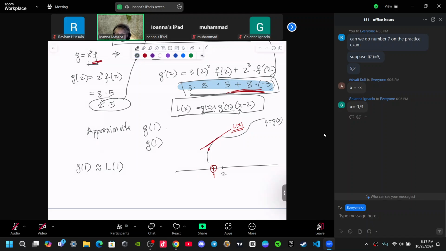L of 1: this is a constant that we found, and this is going to be 1 minus 2. So this is going to be g of 2, which is 40, plus g prime of 2, which is some negative number, times 1 minus 2. Of course, do plug in the number here, and do plug in whatever the number is there, and then 1 minus 2. That's it, and leave it. You will also be told in an exam, leave things alone. Don't add.